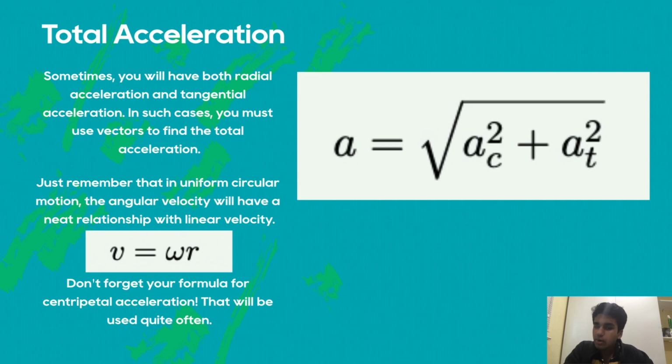And also, in uniform circular motion, the angular velocity has a relationship with linear velocity: v equals omega r, where omega is the angular velocity times r. So don't forget your formula for centripetal acceleration. I'm going to teach you another form for centripetal acceleration using angular velocity. We know that in general centripetal acceleration is v squared over r. And we also know that v equals omega r. So if we substitute that in, we get omega squared r squared over r. One of the r's cancels out, so we're left with omega squared times r. And that's another form for centripetal acceleration.